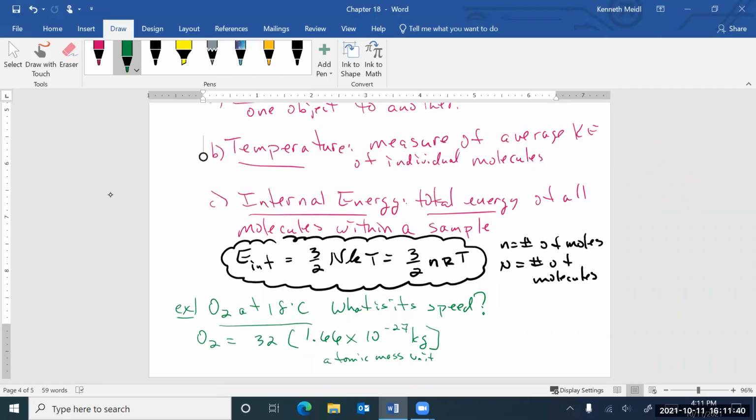And I think when I multiply those out here on my calculator, 1.66 is the atomic mass unit, times 10 to the minus 27, times 32. And I end up with something like 5.31 times 10 to the minus 26 kilograms is the mass of O2.